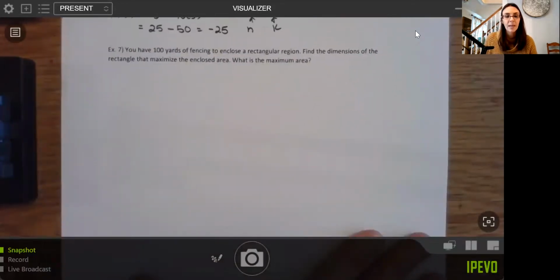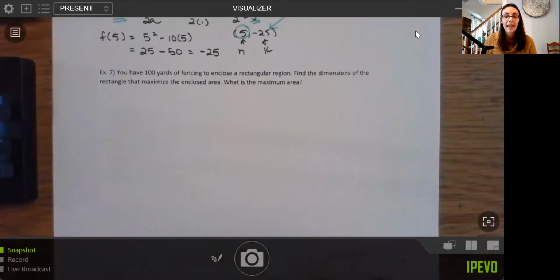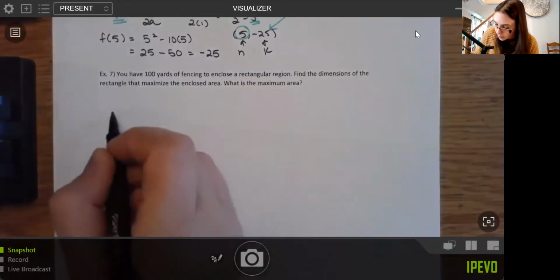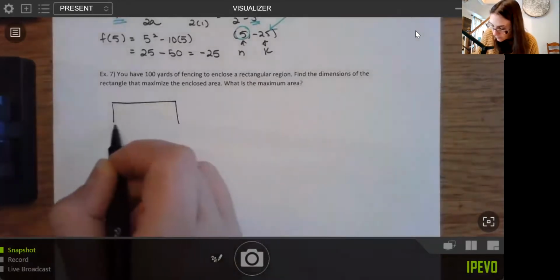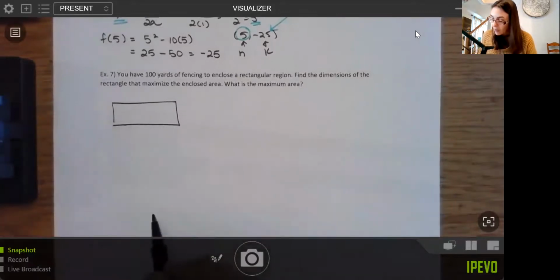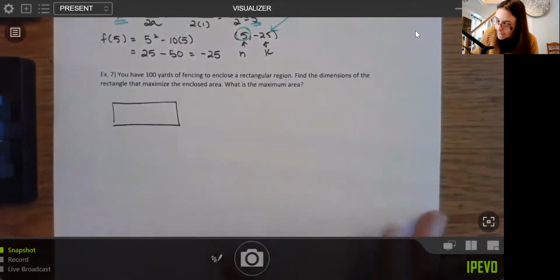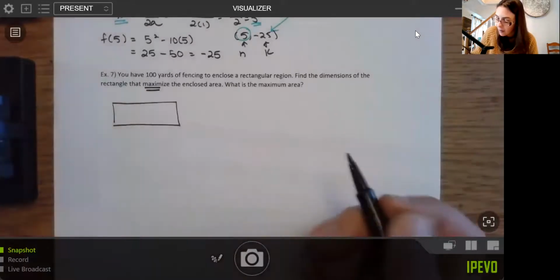All right, our last example here is going to look at area. So you have 100 yards of fencing to enclose a rectangular region. So I'm just going to start by drawing a rectangle. And I want to find the dimensions of the rectangle that maximize the area.